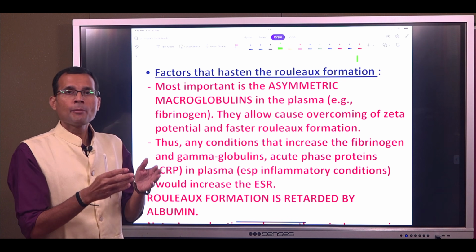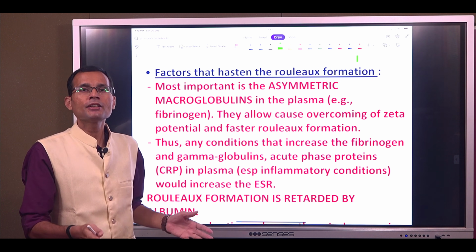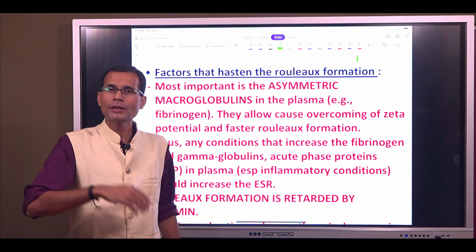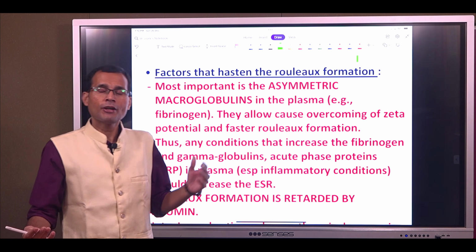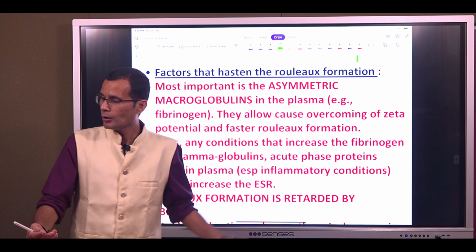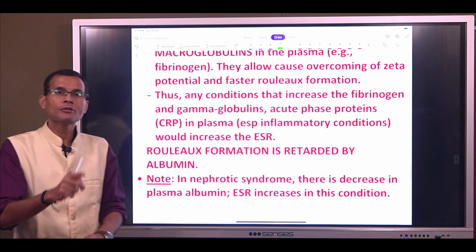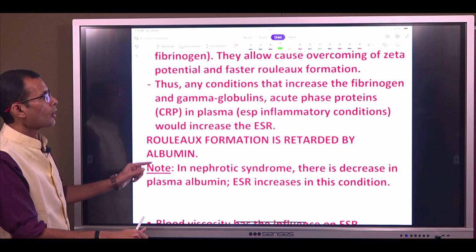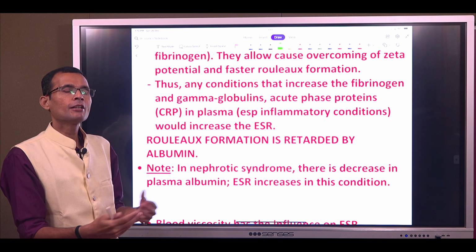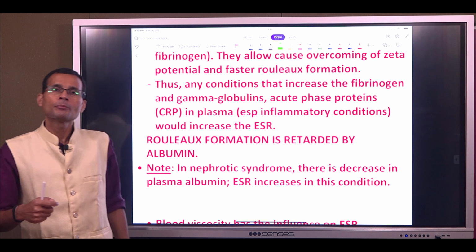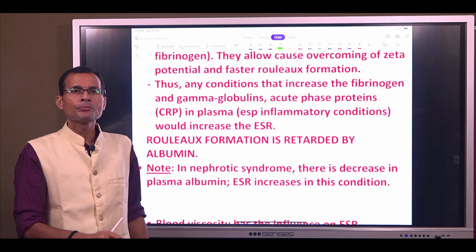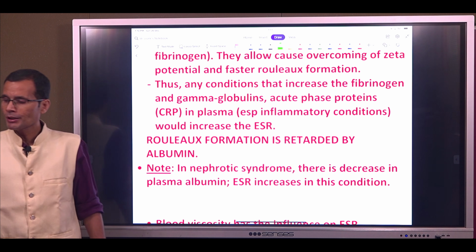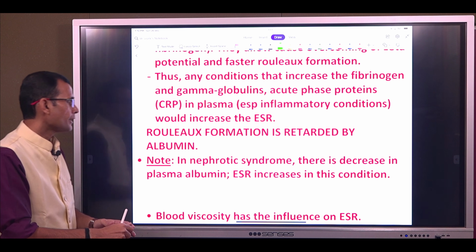Then also there are gamma globulins in the plasma. The immunoglobulins can increase in a variety of conditions. So whenever they increase, or if there is an increase in the fibrinogen in the plasma, the ESR will increase because rouleaux formation will become faster. So fibrinogen, gamma globulins, and acute phase proteins, which in inflammatory conditions may also increase in the plasma. C-reactive protein, which is most commonly employed to detect certain conditions, if that's present, then ESR would increase.